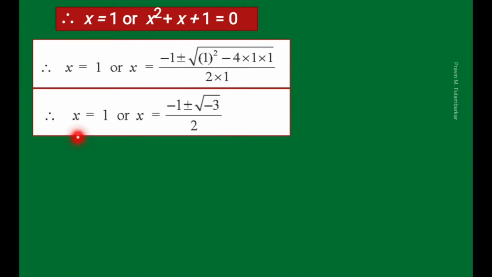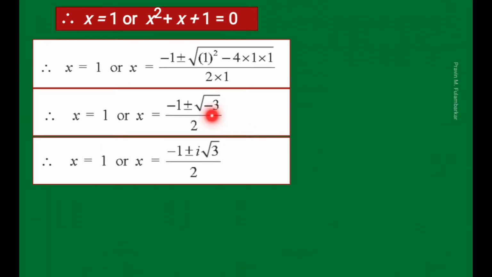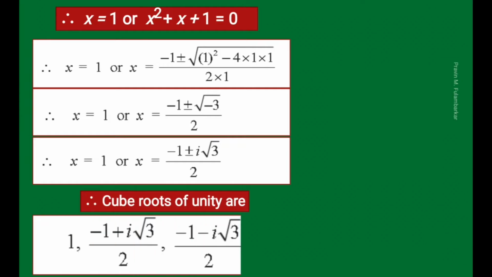So we write x equals 1, or we simplify this root. 1 square we write as 1. This minus 4 into 1 we write as minus 4. So 1 minus 4 we get minus 3. Now the square root value is minus 3, so that is imaginary. So we write this square root of minus 3 as i into root 3. So the values of x are 1, minus 1 plus i root 3 upon 2, and minus 1 minus i root 3 upon 2.